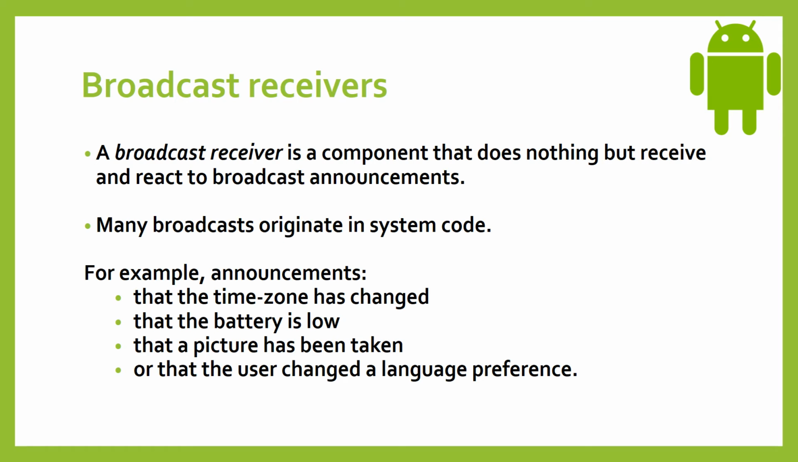For example, there are times you will get a message from your mobile or a notification in your mobile when you travel in a train, you travel from one location to another location, maybe you change your time zone, or maybe your battery power has gone down. Very low battery, a notification comes up. It is the broadcast receiver. It just reacts to the announcement.